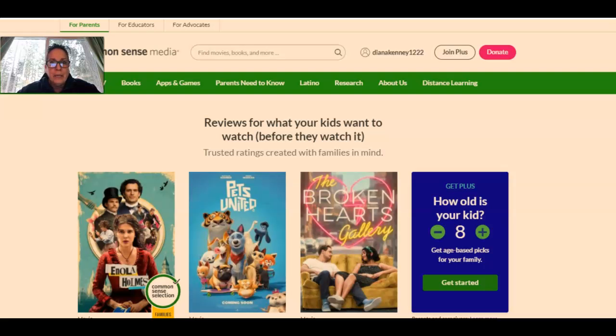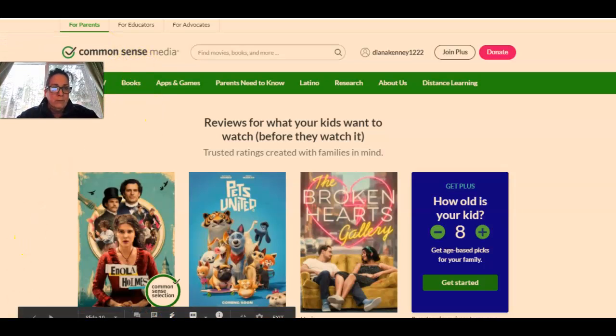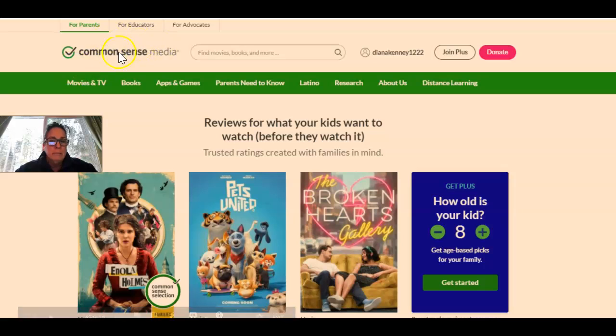And lastly, I'm sure a lot of you have seen this already. Let me move myself out of the way. Common Sense Media, please sign up. Take a look at this. There's tons and tons of information for families. With that said, if you are capable, I want to talk about the student setups at home moving forward.